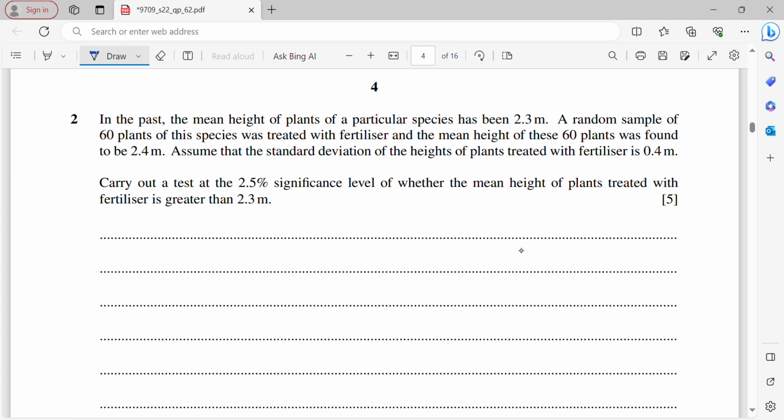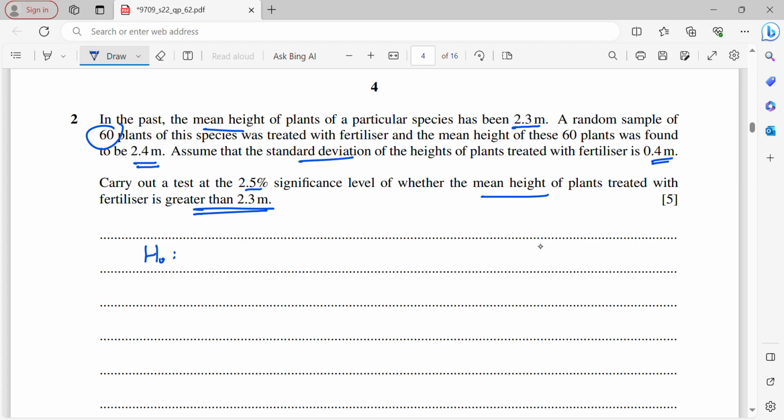So now question number 2. In the past, the mean height of plants of a particular species has been 2.3 meters. This is a mean height. A random sample of 60 plants of this species was treated with fertilizer, and the mean height of these 60 plants was found to be 2.4 meters. Assume that the standard deviation of the height of the plants treated with fertilizer is 0.4 meters. This is a standard deviation. Carry out a test at the 2.5% significance level of whether the mean height treated with fertilizer is greater than 2.3 meters.